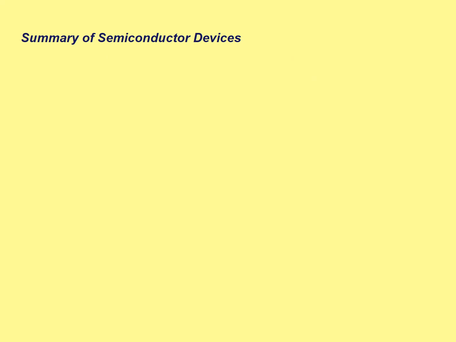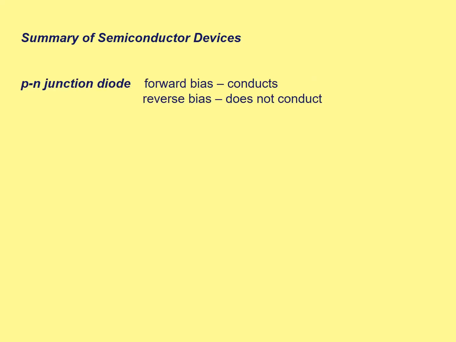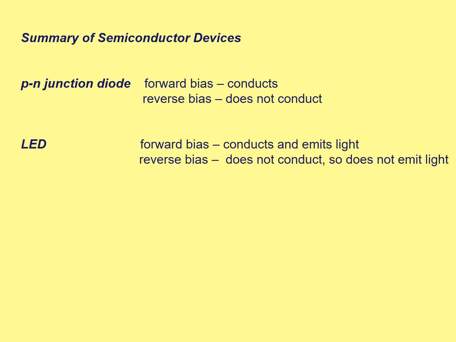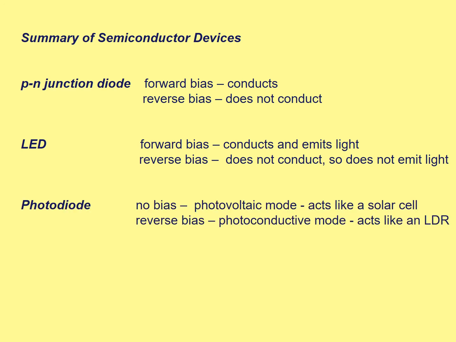So a summary of the semiconductor devices. We've got the p-n junction diode. It can be forward biased or reverse biased. Forward bias is where the n-type material is connected to the negative terminal, and that will allow for conduction. A reverse bias is where the n-type material is connected to the positive terminal and therefore it doesn't conduct. The light emitting diode, if it's forward biased, it conducts and light is emitted as the electron holes combine. In reverse bias, it does not conduct, so no light can be emitted.